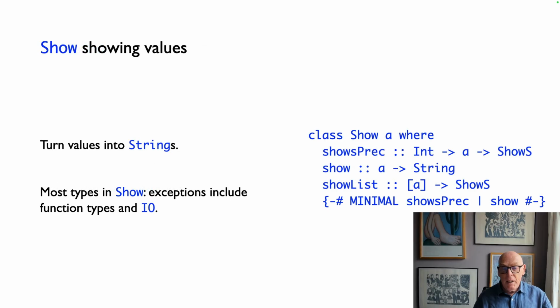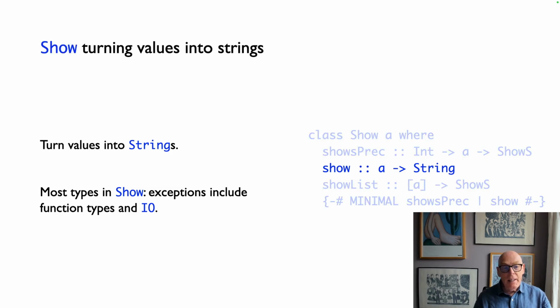Okay, we've seen this class quite a few times already, but let's talk about it a bit more formally. The class Show embodies the function that takes a value and turns it into a string. So that makes a value visible, as it were. We can then print the value out as a result in GHCi, for example. Now, most types belong in Show. Built-in types come with show functions.